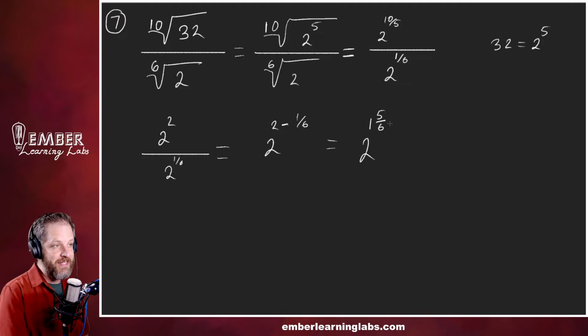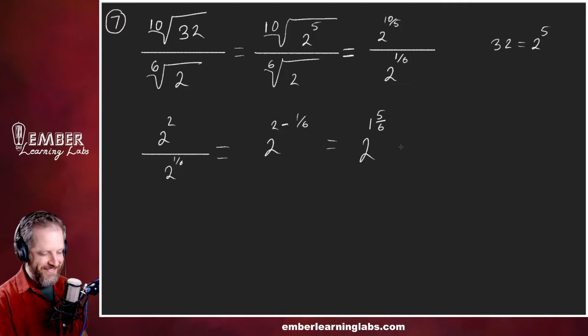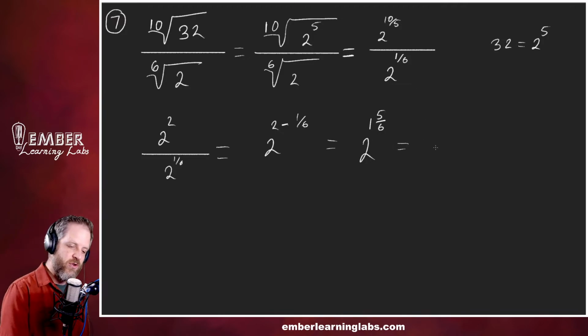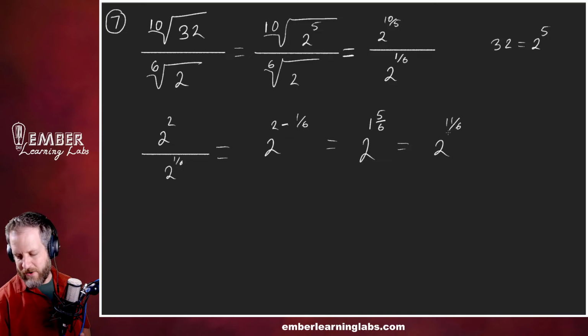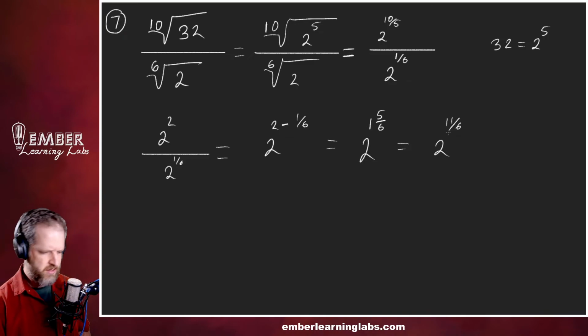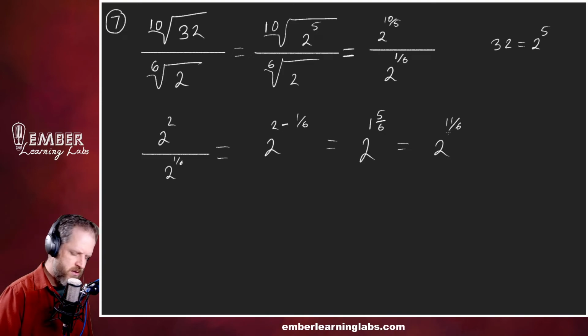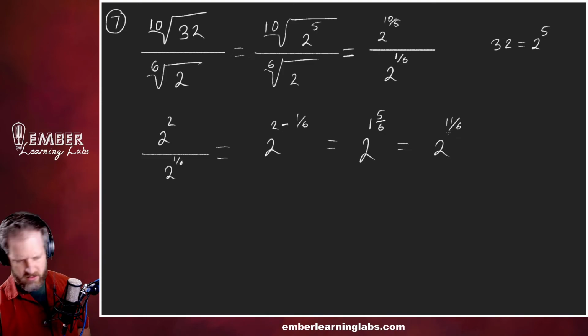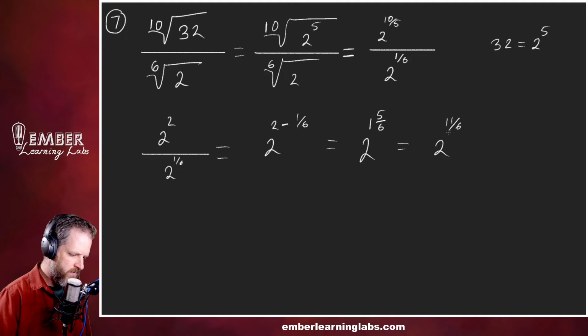Now, we need to turn that mixed number into an improper fraction. So that equals 2 to the 11/6. So that right there, what did I do wrong?